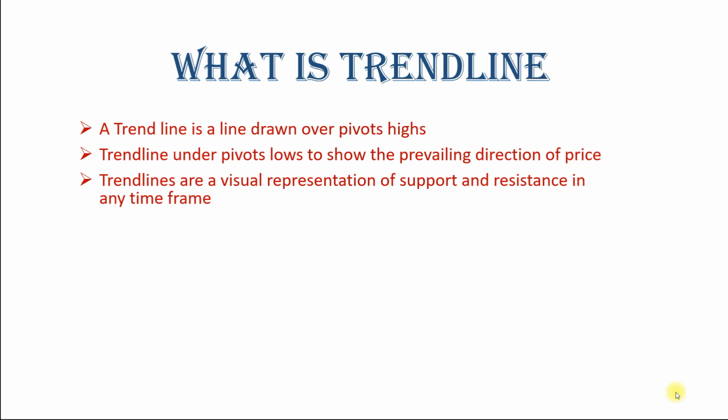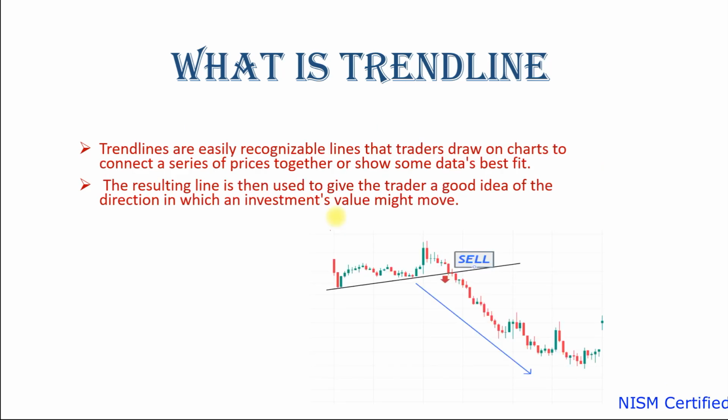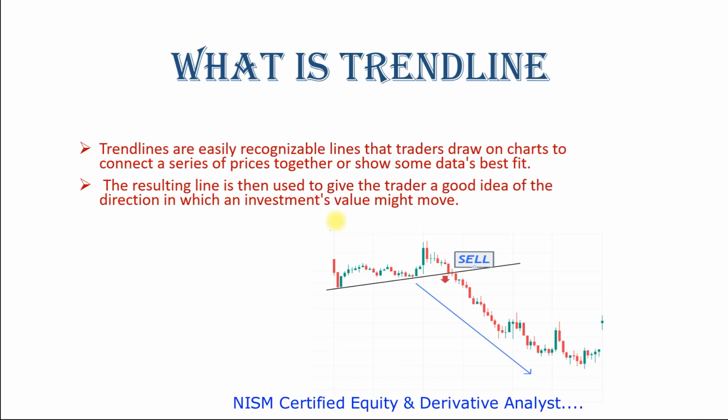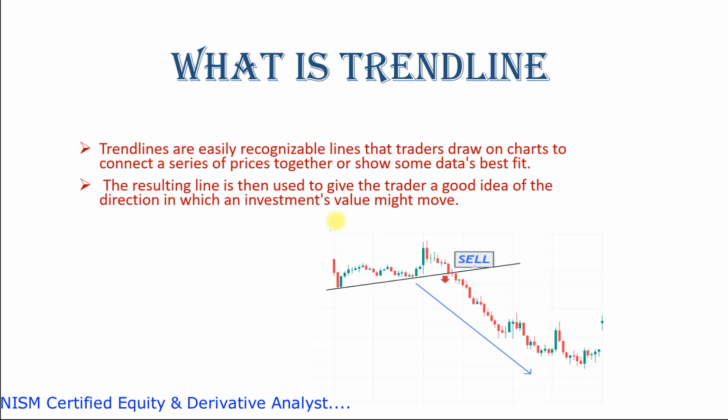That is, we can draw the trend line in any time frame from 1 minute to monthly time frame chart. It depends upon which type of trader we are. Now, we have to understand why traders use trend lines, because they are very easily recognizable lines that traders draw on the charts to connect the series of prices together, to show the price that fits for them to trade. Also, a trend line is used to give the trader a good idea of the direction in which the stock or the investment value might move.